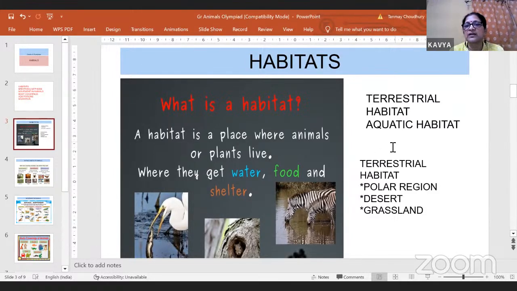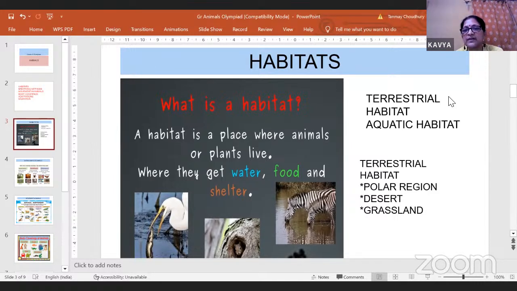Now, these habitats in animals can be terrestrial habitat and aquatic habitat. Terrestrial habitat is the place where the animal lives on land. And aquatic habitat, just as the name suggests, you have read about terrestrial and aquatic adaptations in plants, I think last year in grade 4. So it is similar here. Aquatic habitat is in water, ponds, lakes, oceans, seas, rivers.